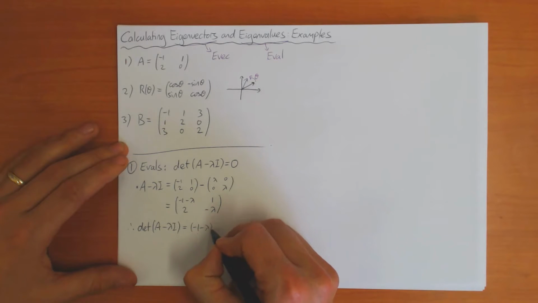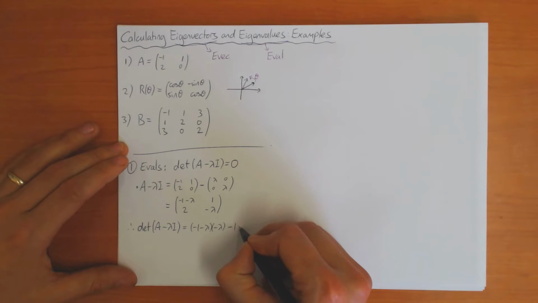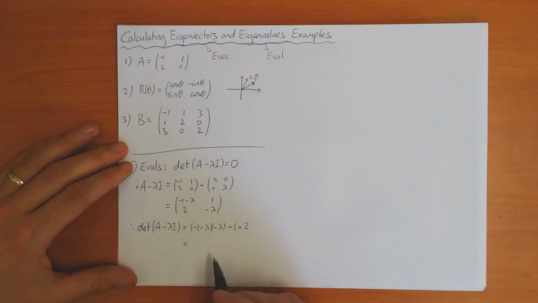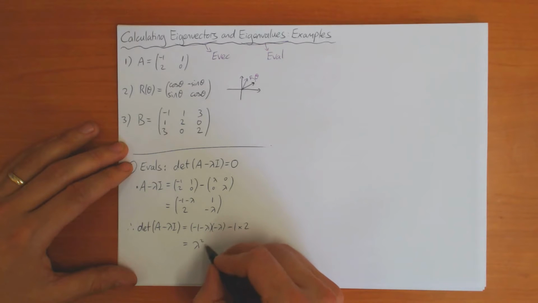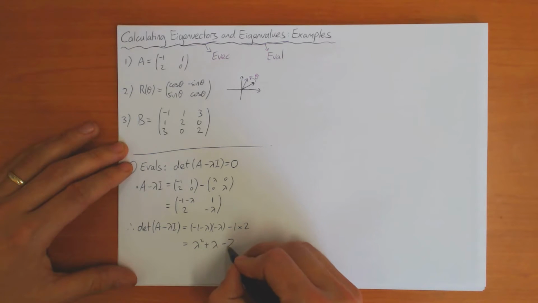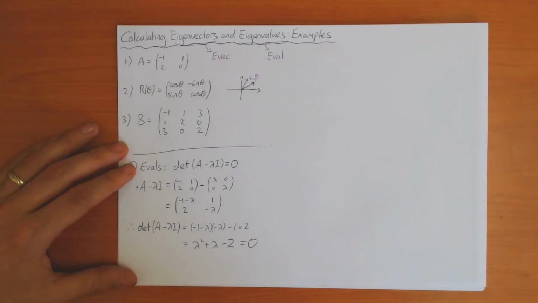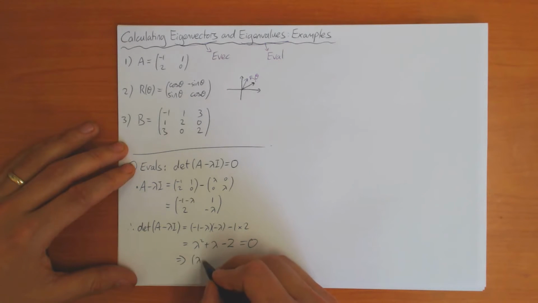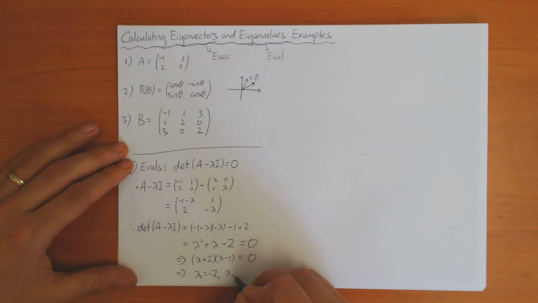This is (minus 1 minus lambda) times (minus lambda) minus 1 times 2. So this is lambda squared plus lambda minus 2, and this should be equal to 0. Okay, so that's my characteristic polynomial right there. Again, it's a quadratic equation, and again, I've chosen a nice example so you can factorize it in the integers. This is (lambda plus 2)(lambda minus 1) equals 0. So your 2 solutions are lambda 1 is minus 2, lambda 2 is 1.